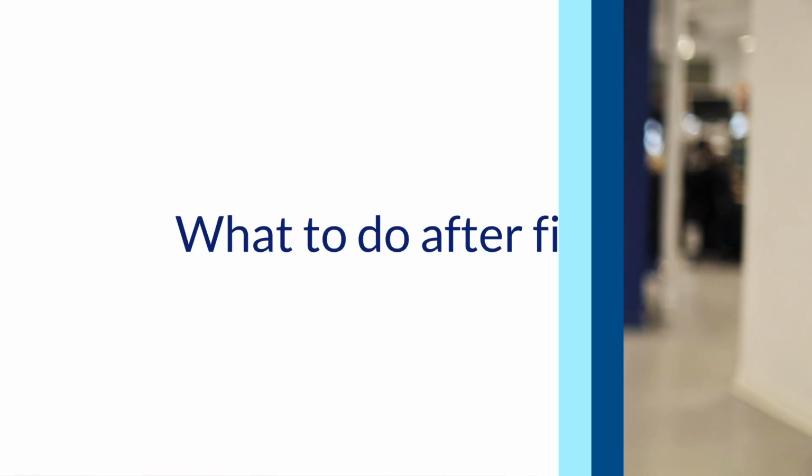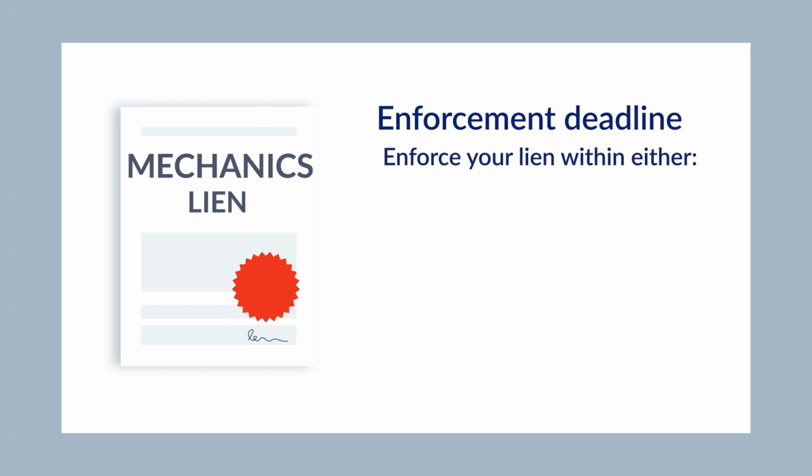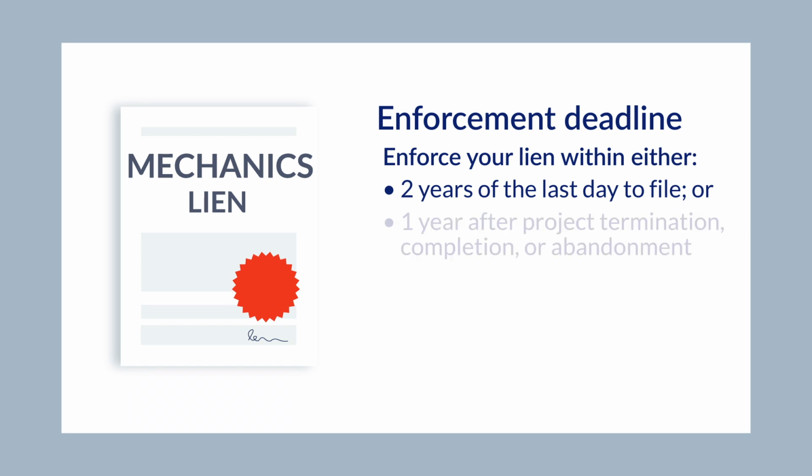If you followed all these steps closely, congratulations! You've successfully filed a Texas Mechanics Lien, but the story isn't over yet. The lien claim will only be valid for a certain period of time. Most liens would need to be enforced within either 2 years of the last date the claimant could have filed a mechanics lien, or 1 year after termination, completion, or abandonment of the project, whichever is later.